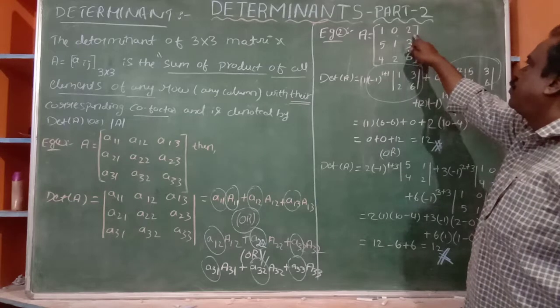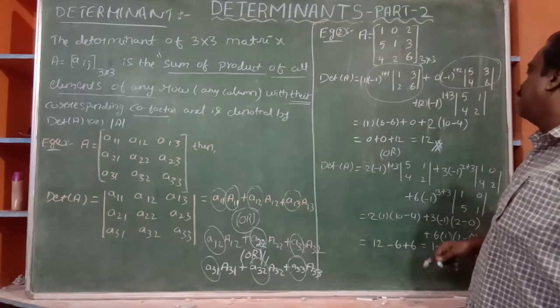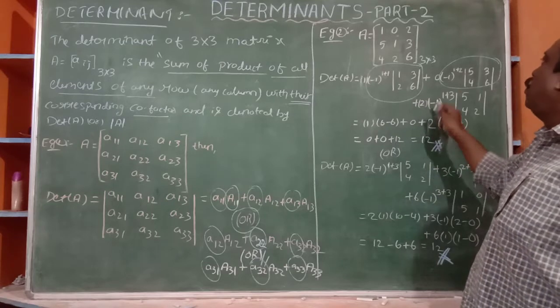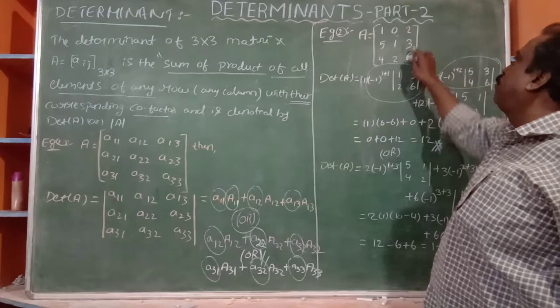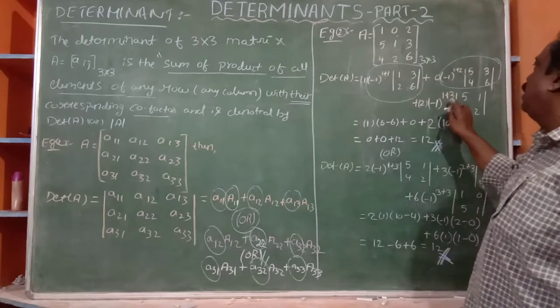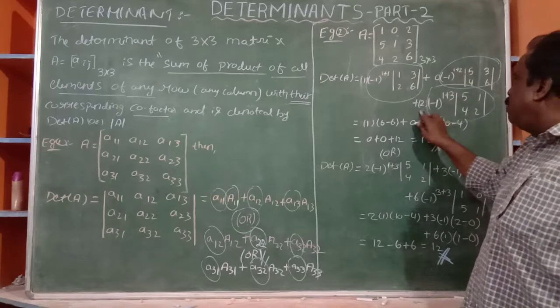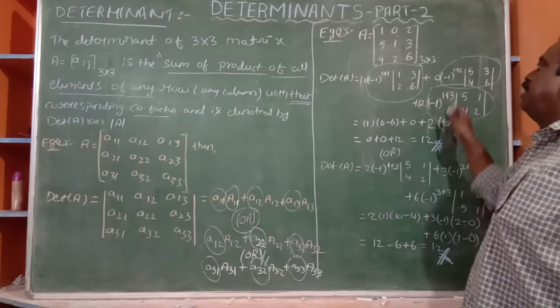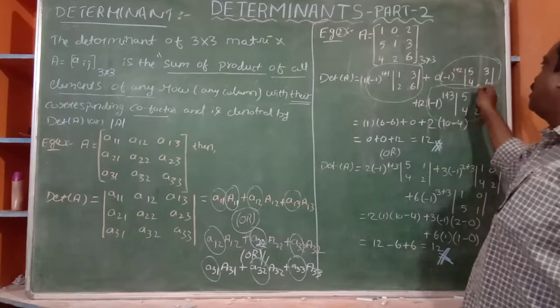Next, 2, in that row only. 2 is the last element in the first row. The position of 2 is first row, third column, 1 plus 3. This is its cofactor. That element 2 is multiplied by its cofactor, the element 1 is multiplied by its cofactor, and the element 0 is multiplied by its cofactor.